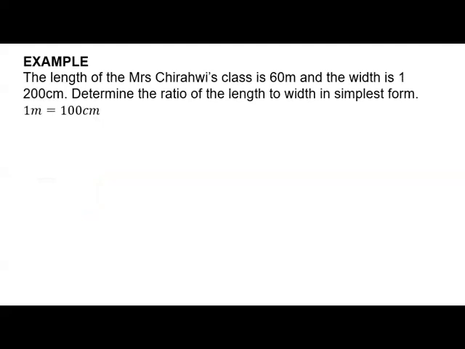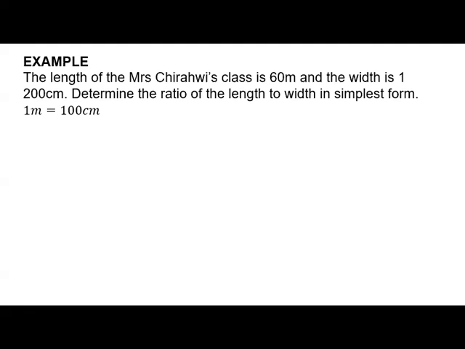Now, this is another example where I said the length of Mrs. Chirawi's class is 60 meters. Please note that that is meters. It's a different unit, so it's a unit in meters. And the width is 1,200 centimeters. So the unit there is centimeters. We need to determine the ratio. We can't compare the two because they have different units. Okay, and then they said determine the ratio of the length to width in simplest form. I can't do that because the length is in meters and the width is in centimeters.